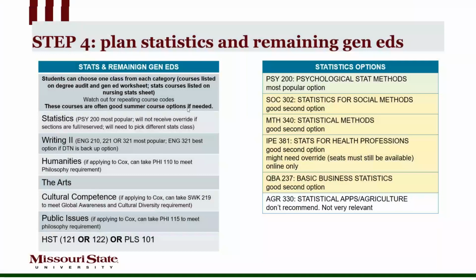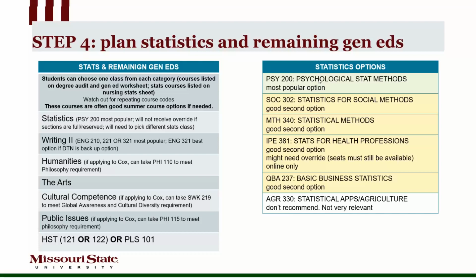For step 4, we're planning the last of your classes. This includes statistics, which is not a general education course. I forgot to add this to the slides, but you have to have math done before you can do stats. So this statistics class should not show up on your schedule before Math 134 or 136. Most students take Psych 200, but any of these options will work. The other ones, really anything but the agricultural one, are pretty good.